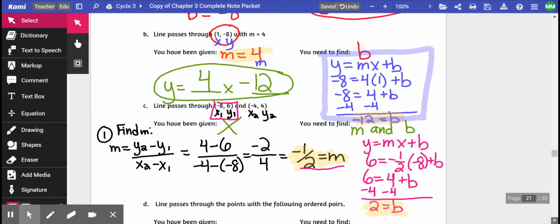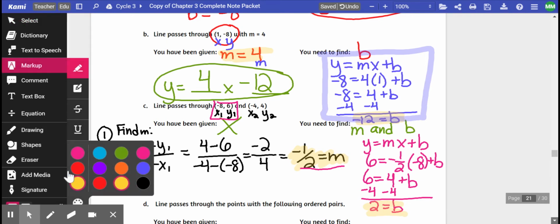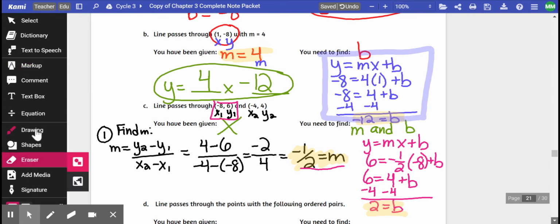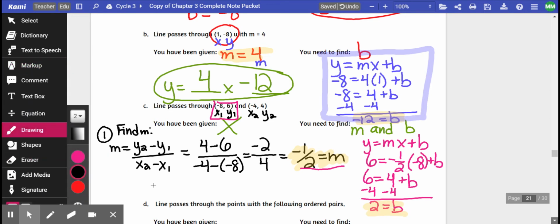I now have both of the things that I need. I needed m and I needed b. So I'm going to go ahead and write my final equation. The negative 1/2 will go in front of my x value, and it'll be plus 2, because it's a positive 2 for my y-intercept.